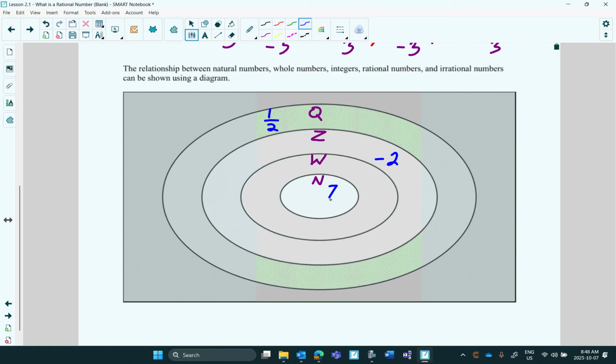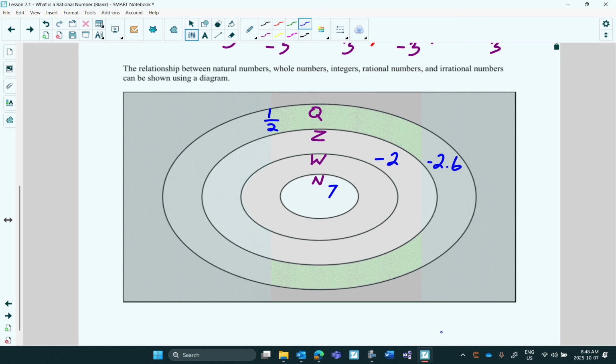We're going to put -2.6. Well, let's eliminate here. No, not here, not here, because these are only whole numbers, positive, negative whole numbers. So it's got to go outside Z. But can you write it as a fraction? Can you write any decimal as a fraction? Yeah. So it would go in this oval. What did I say? -2.6. Yeah.